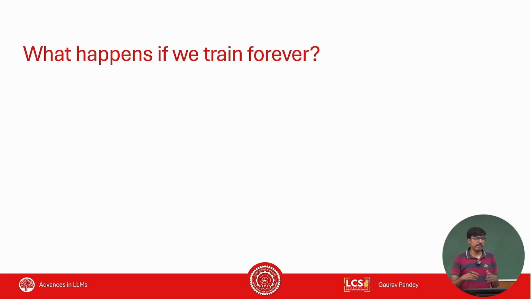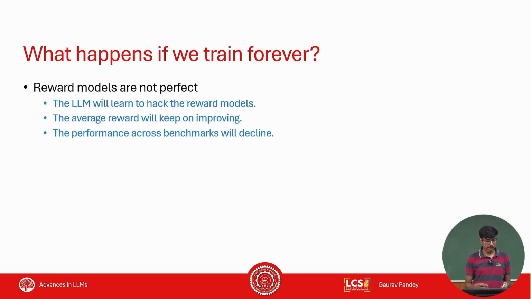So maybe the reward model has learned some bias that it likes outputs that contain a specific word. And that's what happens: many of these reward models carry these biases because they're trained on limited data, and they have a limited set of parameters anyway, so they cannot capture all possible correct and wrong solutions. So reward hacking. So yeah, reward models are not perfect. So what will happen is that your LLM, if you keep on training forever, will learn to hack the reward model, and the average reward will still keep on improving, but your performance on benchmarks will keep on decreasing.